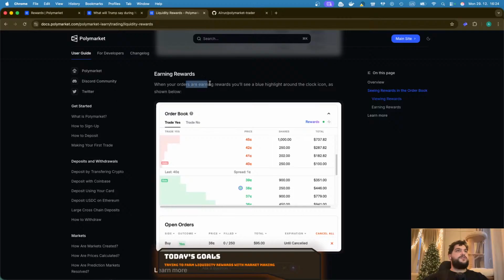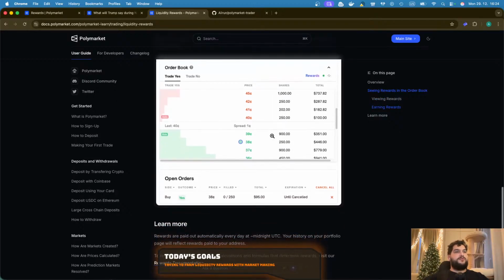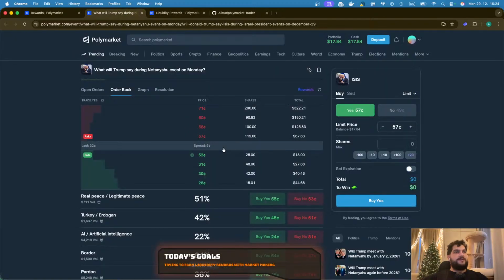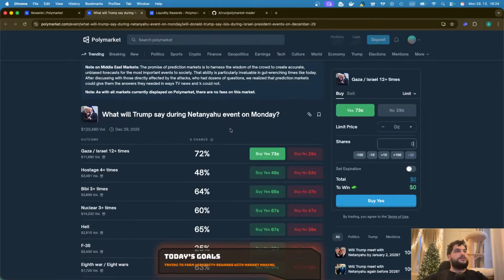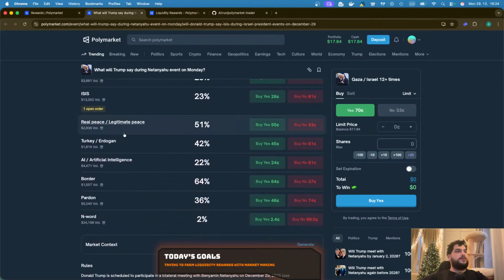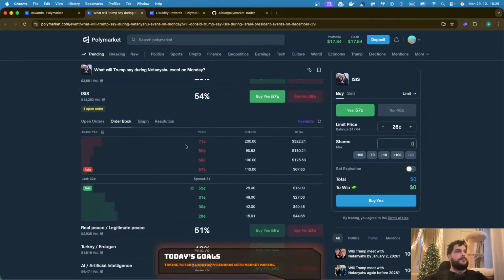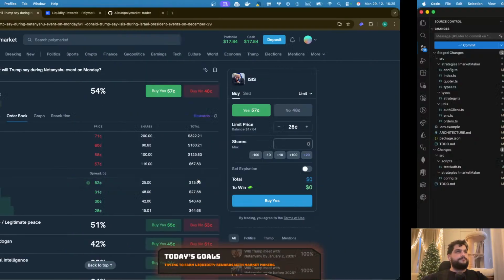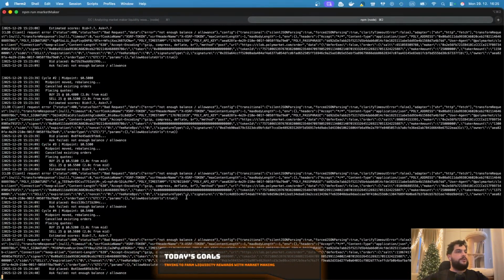When your orders are earning rewards, you will see the blue highlight around the clock icon shown below. Okay, so something is wrong because we don't have this blue icon. Let's refresh. Okay.